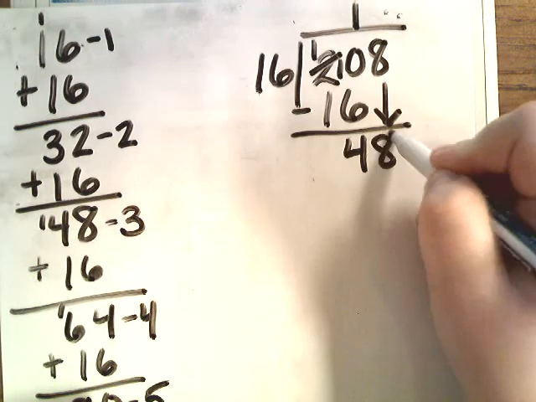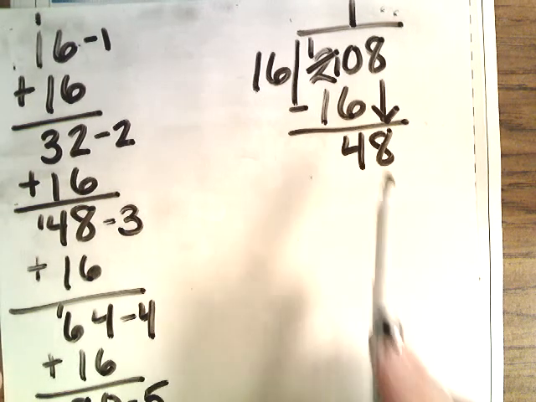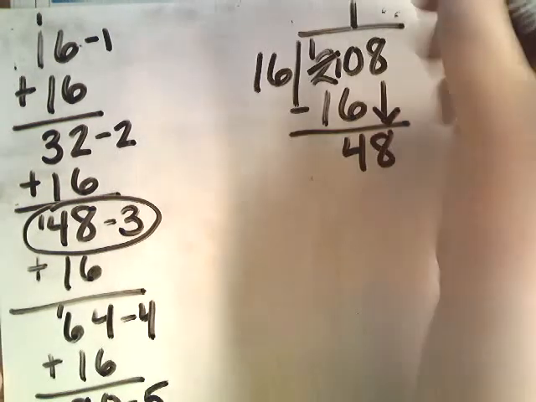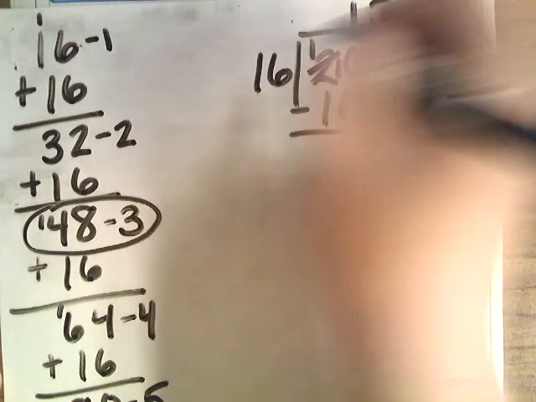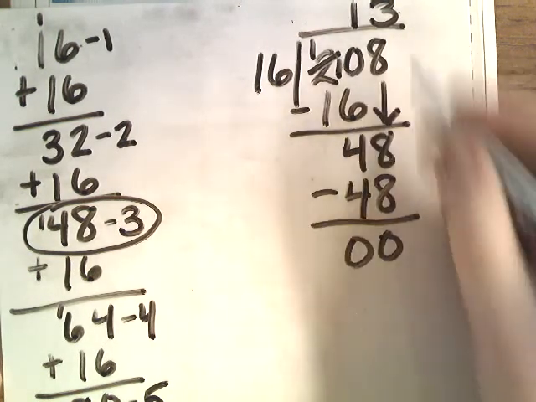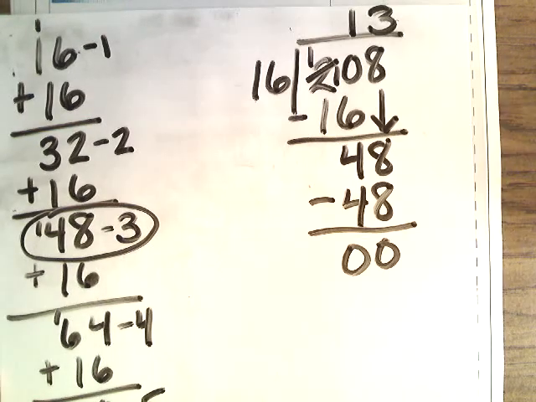Bring down the 8. We have to look and see how many times 16 can fit into 48. Well, the great part about this is it fits exactly 3 times. 3 times 16 is 48. We subtract. We have no more numbers to bring down. We do not have a remainder, so our answer is 13.